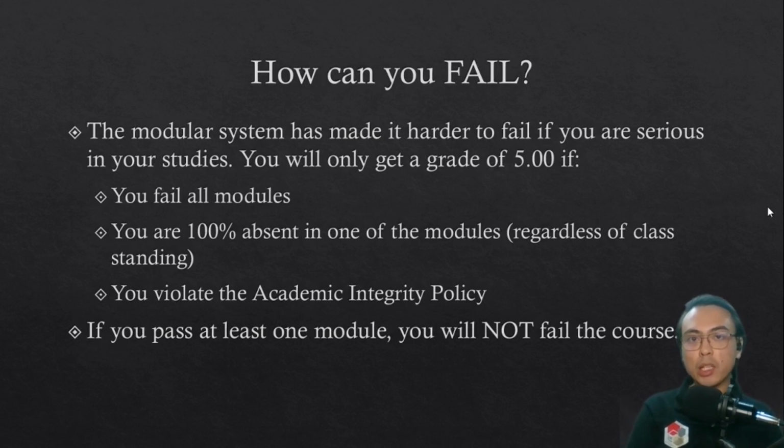The first one is if you fail all modules. So in CM011, we have 3 modules. If you fail all 3 modules, then you get a grade of 5 in CM011. Next, if you are 100% absent in one of the modules regardless of class standing. So attendance still plays a major role in your grading. And the last one is you will fail if you violate the academic integrity policy. This involves cheating. If you are caught cheating, you automatically get a grade of 5 in this course.